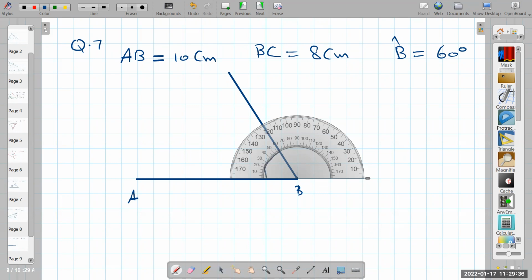Angle B. Can you put your number in the chat? Angle B is 60 degrees, later. This is not the important thing now. The important thing is what I am speaking. This angle is 60 degrees.